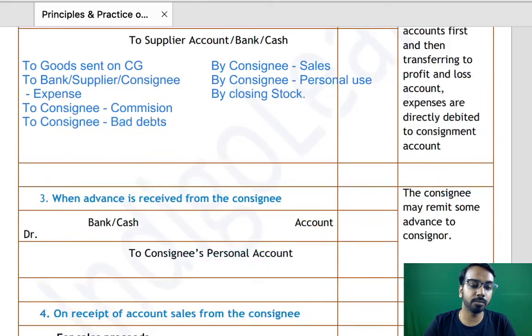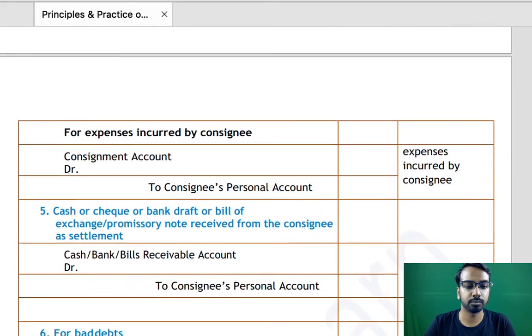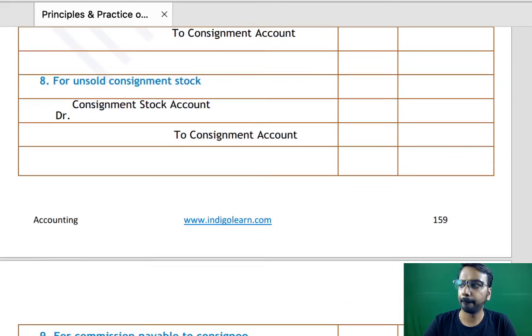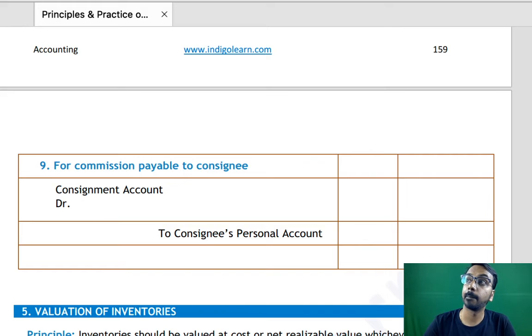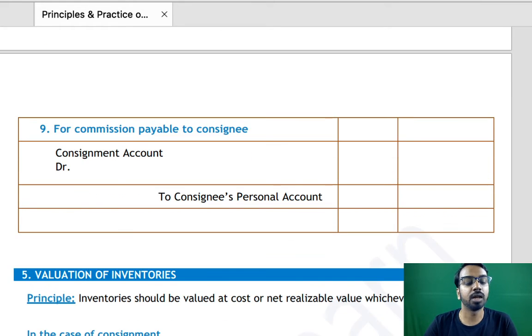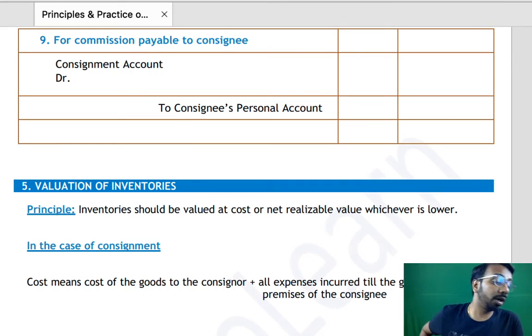Now moving forward, one important challenge or adjustment which comes in the examination is valuation of inventories. How do you value the closing stock lying with the consignment? Now, first thing, it has to be at cost.